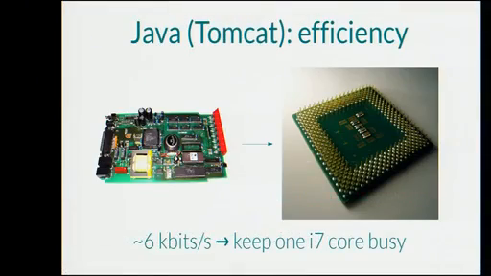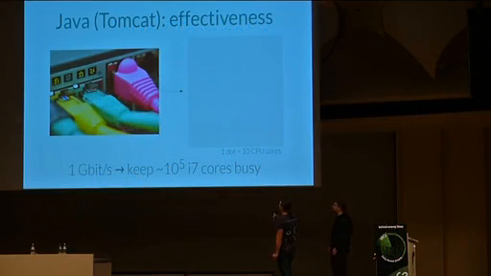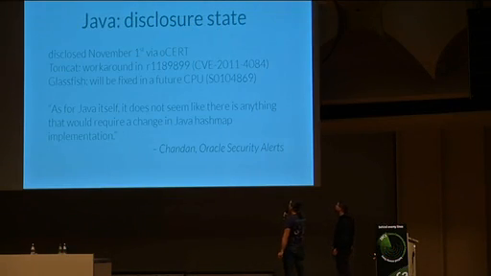That means for a Tomcat, there's another of those modem comparisons, so that's an internal one. You had a 9.6K modem before the time we had 33.6K modems. And if you have 6K bits, then you can keep one i7 core busy. Or of course, you might as well keep a lot more CPU cores busy if you have a gigabit. So much for Java.